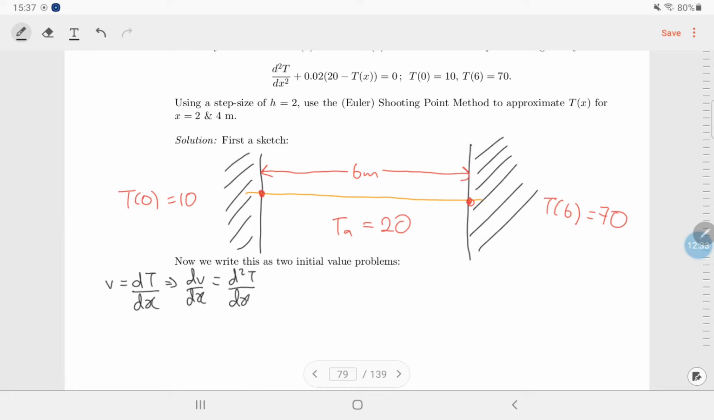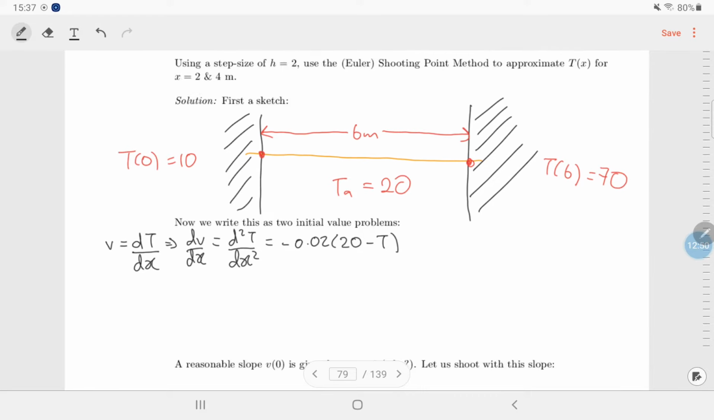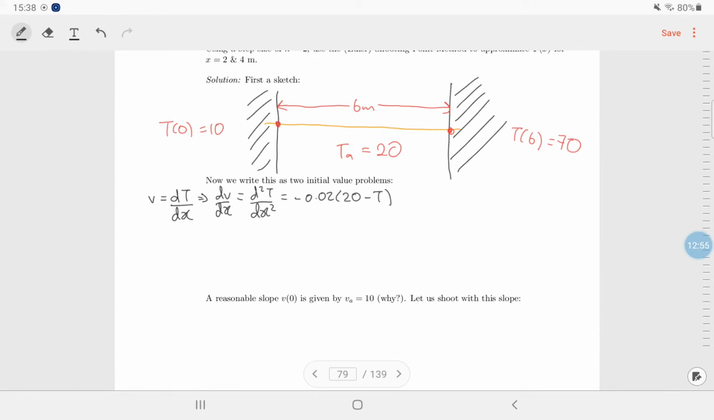And then just look at the equation above, and what is the second derivative equal to here? Take away 0.02 times (20 minus T) from both sides. So we're going to have an equation for T, which is the easy one, and then for v. So for T, more space, the derivative of temperature is v. So I think that might be some kind of temperature gradient.